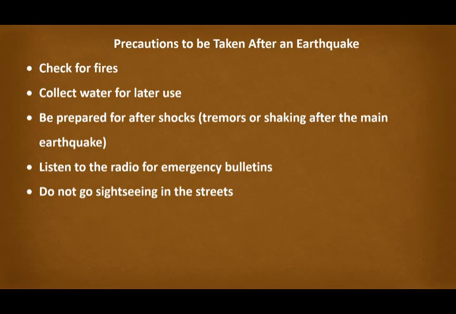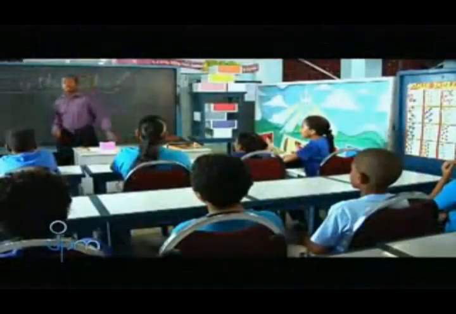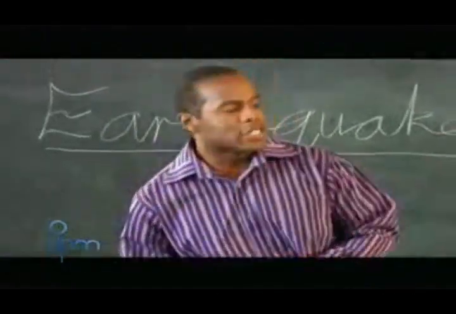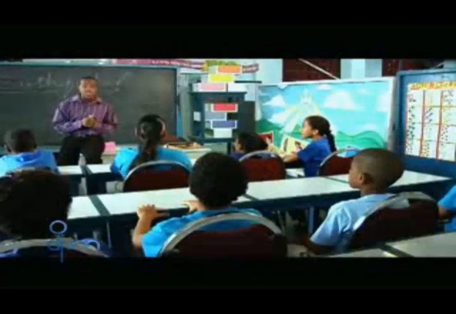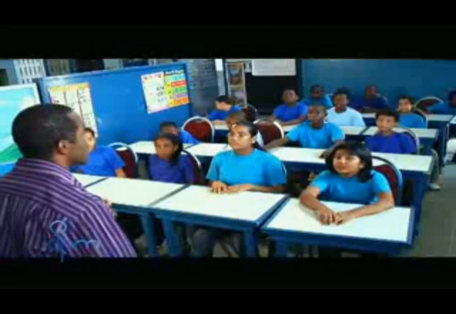Now class, a strong earthquake in 1766 was the most severe earthquake that we know about to affect Trinidad, destroying our first capital city, San Jose, now called St. Joseph. Good.